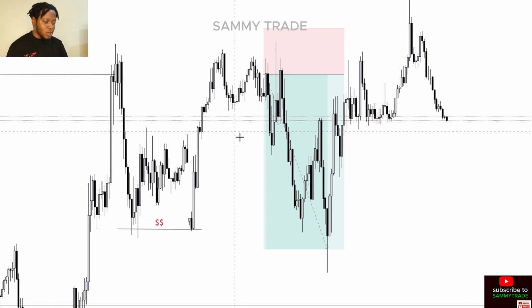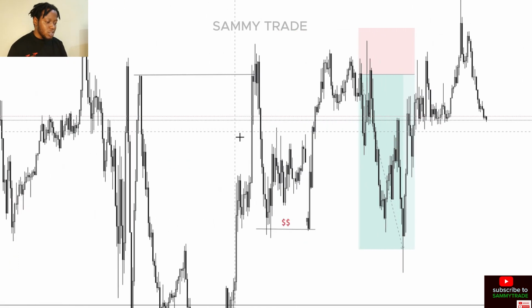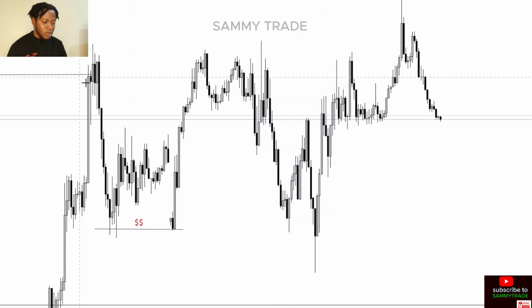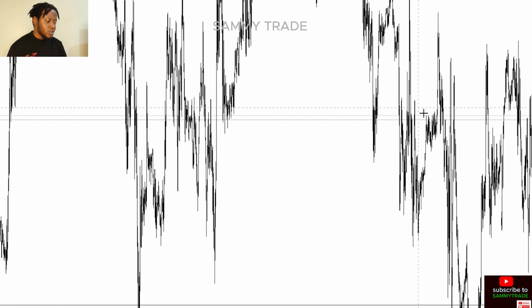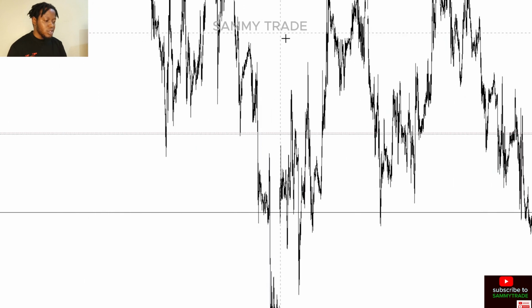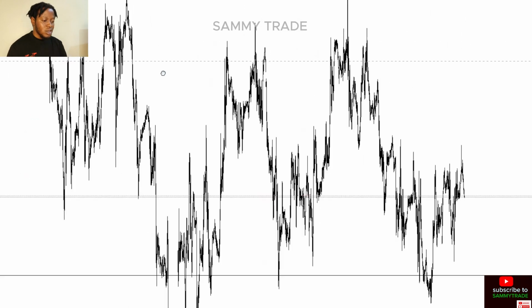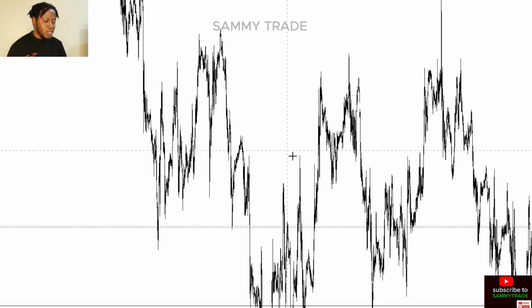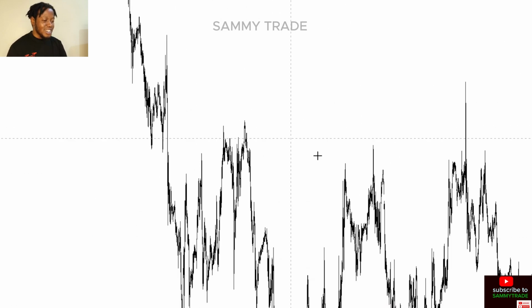Let me show you how I entered for this trade. Let me take this off firstly. So this was what I was looking at before I entered for the trade. Right here you can see that Euro USD is bearish, massively bearish. If you go to the higher time frame, you see that it's bearish to facilitate a pullback.